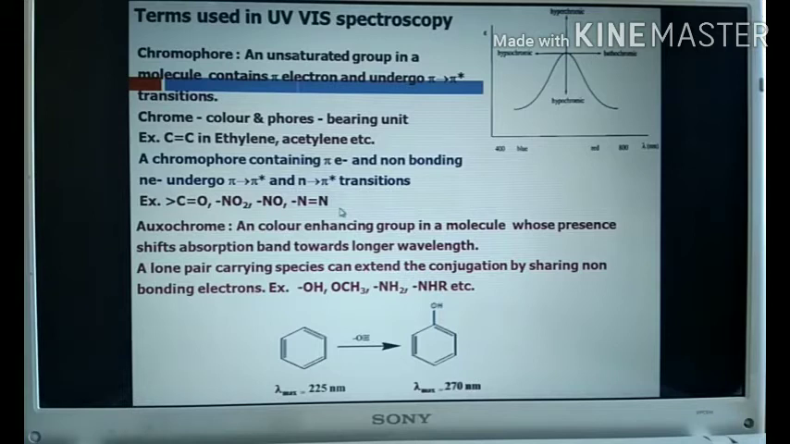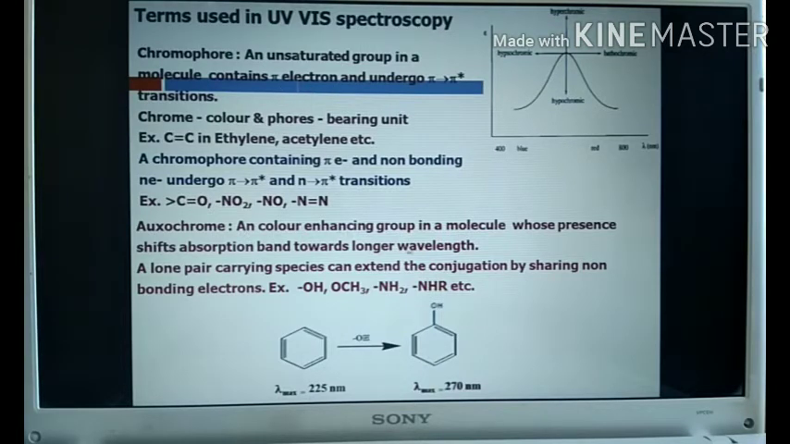So keep in mind that a chromophore, a color bearing unit, enhances the absorption wavelength and shows pi to pi star transition and n to pi star transition, or pi to pi star transition prominently, because it contains an unsaturated group, that means a double bond, that means pi electrons. Now oxychrome, what is oxychrome?